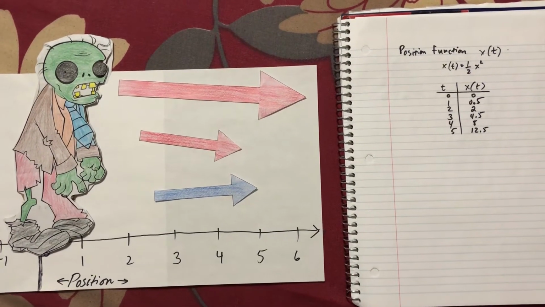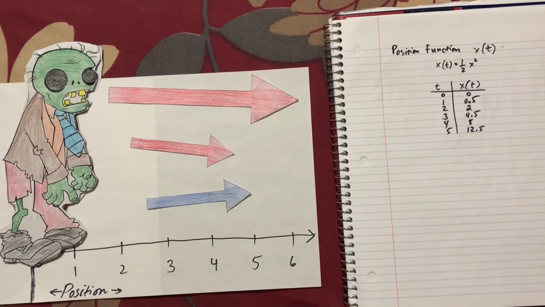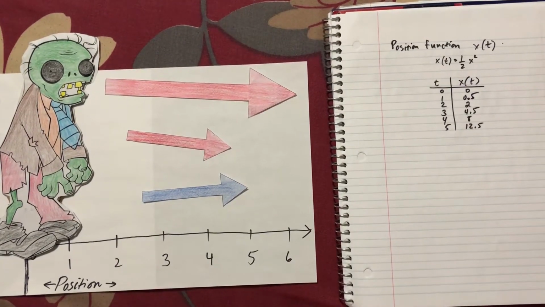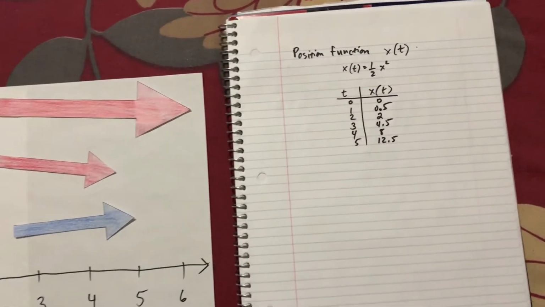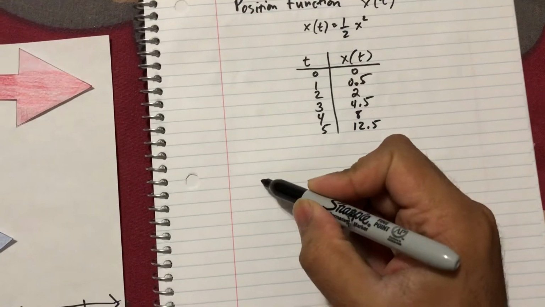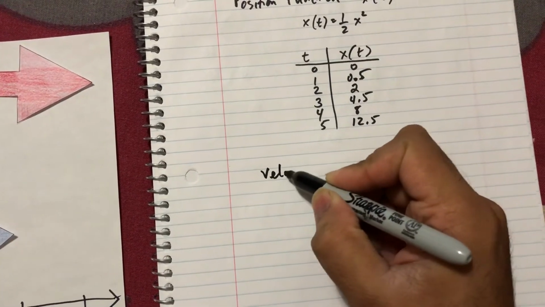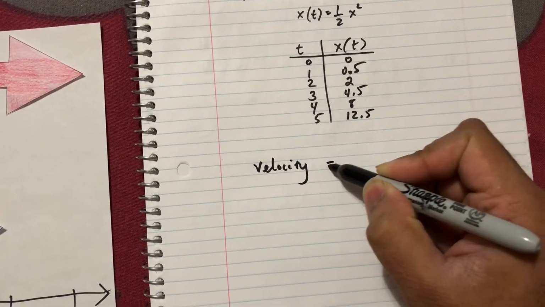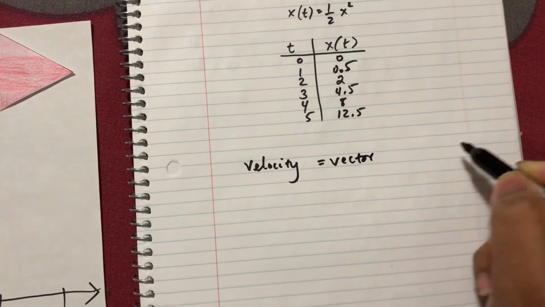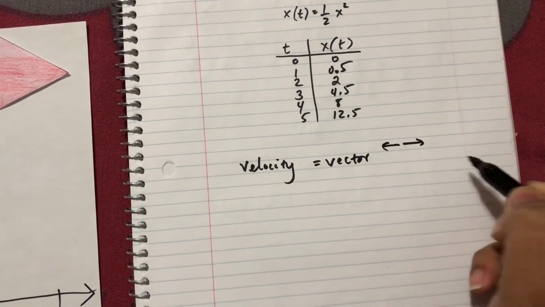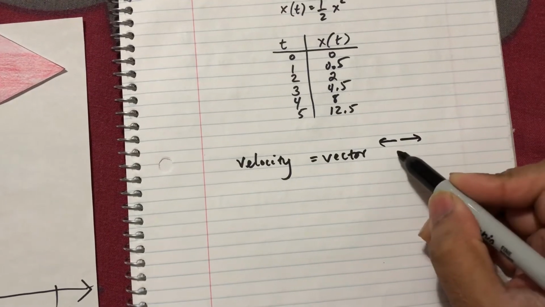Alright, welcome back. This is part 3 and I forgot something in the previous video, so I'm just going to mention it here. The difference between velocity and speed. See, velocity is a vector, and as such it tells you the direction you're moving as well as a number.